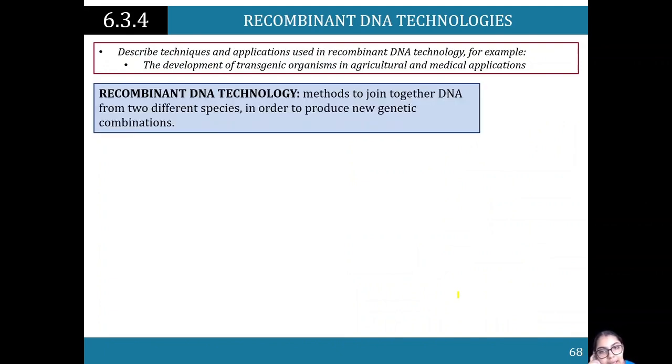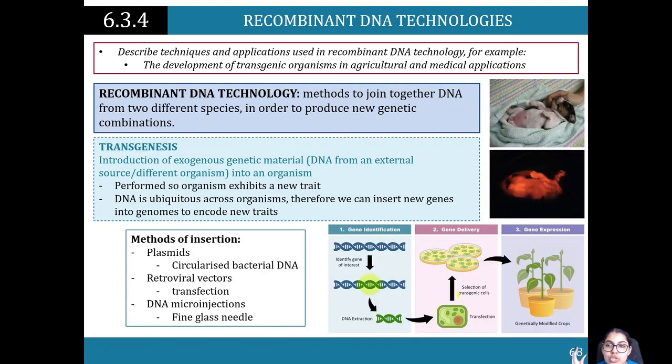Okay, recombinant DNA technologies. It's a method to join together DNA from two different species in order to produce new genetic combinations. So transgenesis is the process through which we introduce exogenous genetic material, which is like material from outside the organism, into another organism. And it is performed so that the organism can exhibit a new trait. And remember, DNA is ubiquitous, it's the same across organisms, so we can insert new genes into genomes. And the way we can do it is through plasmids, retroviral vectors, or DNA microinjections, which is like a fine glass needle.